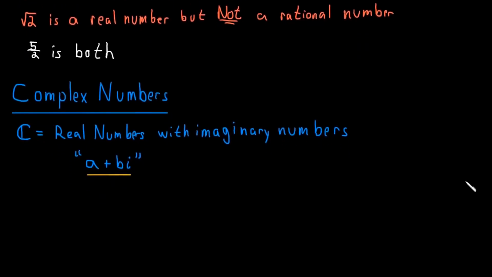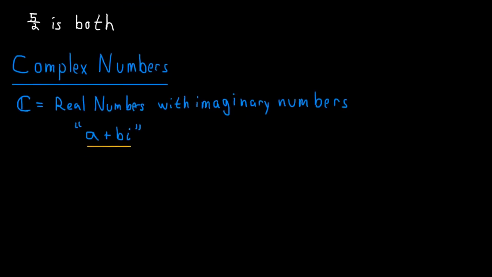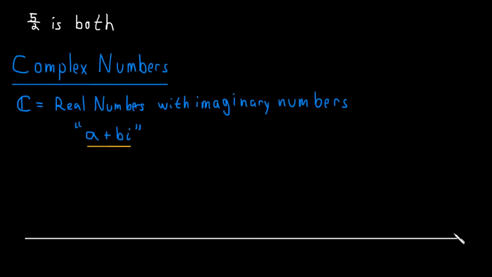Finally, we get to the complex numbers, which are just real numbers with imaginary numbers, things of the form a plus bi, where a and b are real and i is the imaginary number square root of -1. Now, if the complex numbers right now seem mysterious and weird to you, don't worry about it. We'll talk about it later. But let's revisit the real number line, or the real numbers.